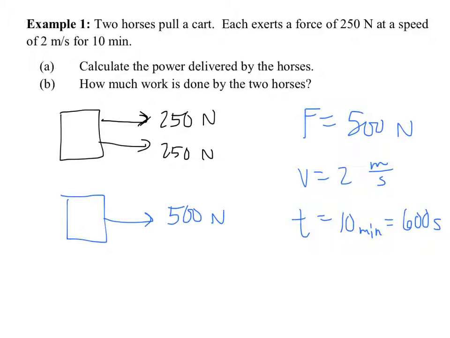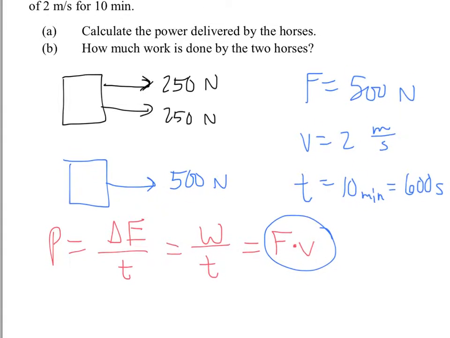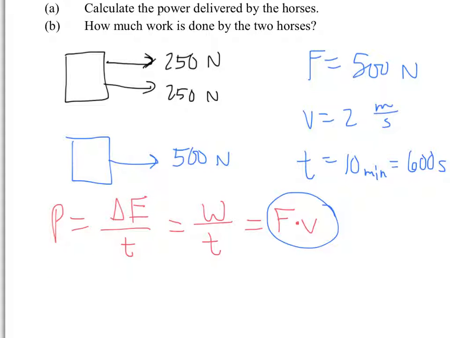Now, since the time period is 600 seconds, we know that we're going to be looking at rate of change. We're trying to find the power delivered. And we have three options for formulas. So we've got power equals change in energy over time, or power equals work over time, or power equals force times velocity. Which of these three formulas are we going to use for part A? Marianne? Yeah, how come? Yeah, I would use this one right here: power equals force times velocity for part A. So let's go ahead and do that.